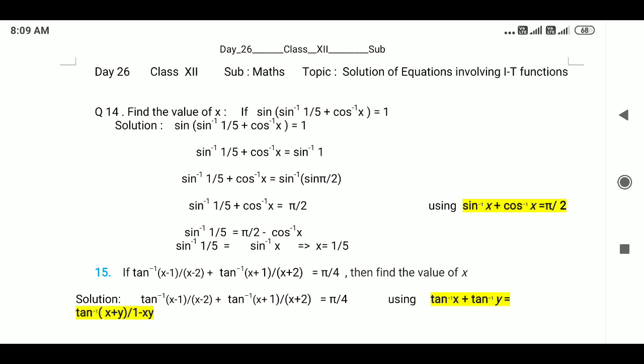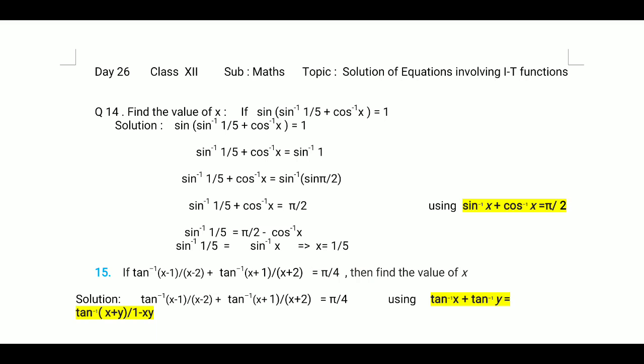Now I start a topic: solution of equations involving inverse trigonometric functions. There is a question: find the value of x if sin(sin inverse 1 by 5 plus cos inverse x) is equal to 1. Solution of this: write the same, sin inverse 1 by 5 plus cos inverse x is equal to 1.